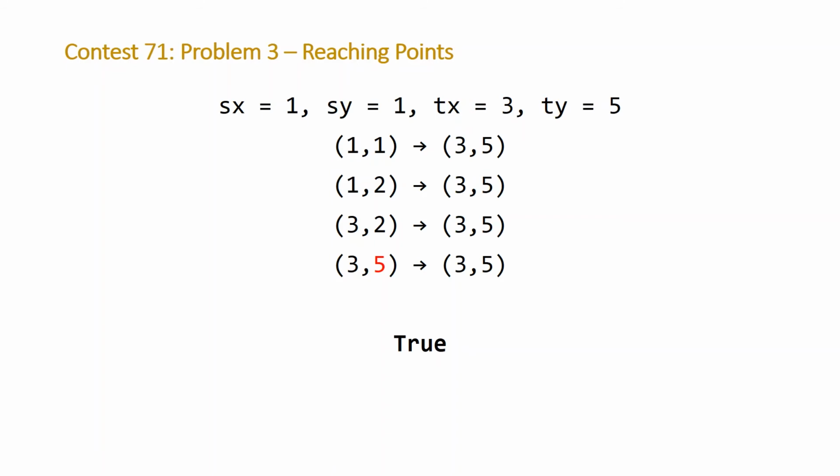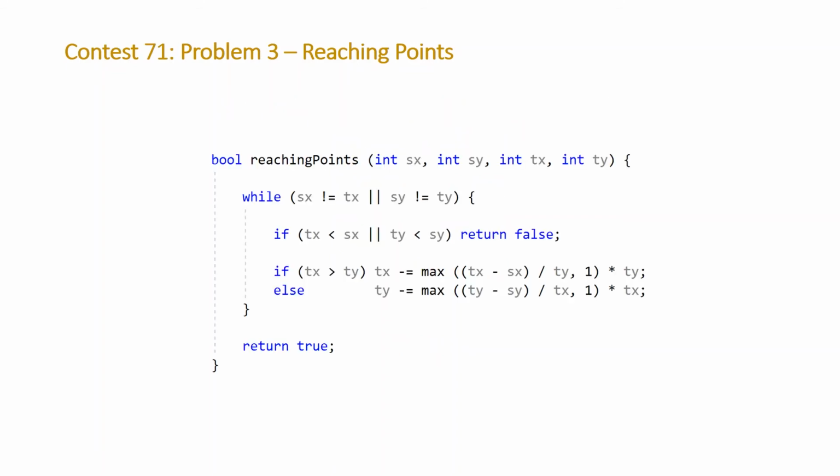So let's take a look at our code. So here we start simply with a while loop. The condition inside the while loop is continue to do this loop while sx does not equal tx or while sy does not equal ty, because that's what we're trying to work towards. In our first line of our while loop, we have a condition if tx is less than sx or if ty is less than sy. We know we've gone too far, so we have to return false because we're going to be modifying tx and ty. And then simply, as we showed in our example, we only have to do one of 2 things.